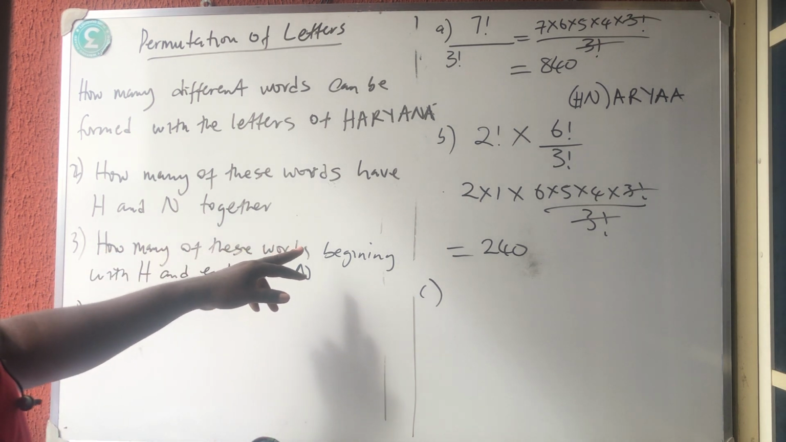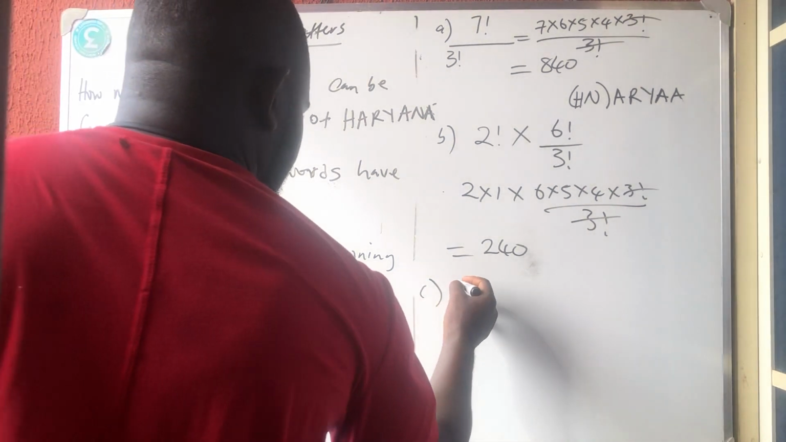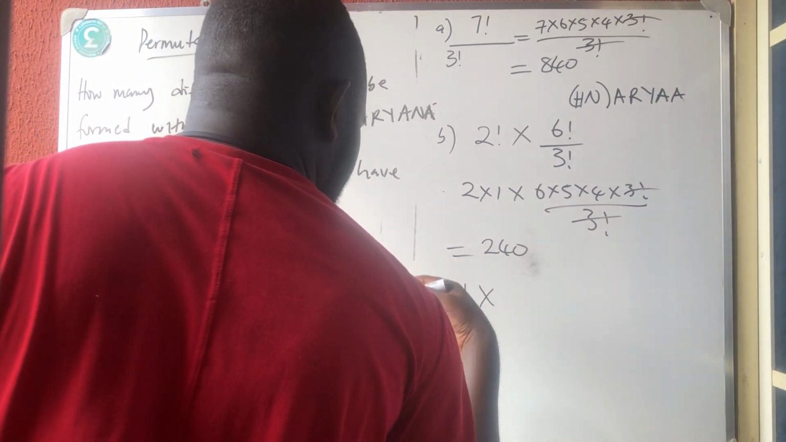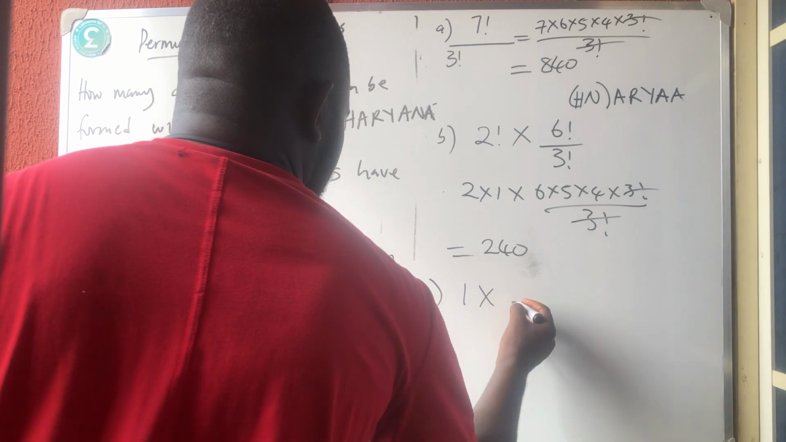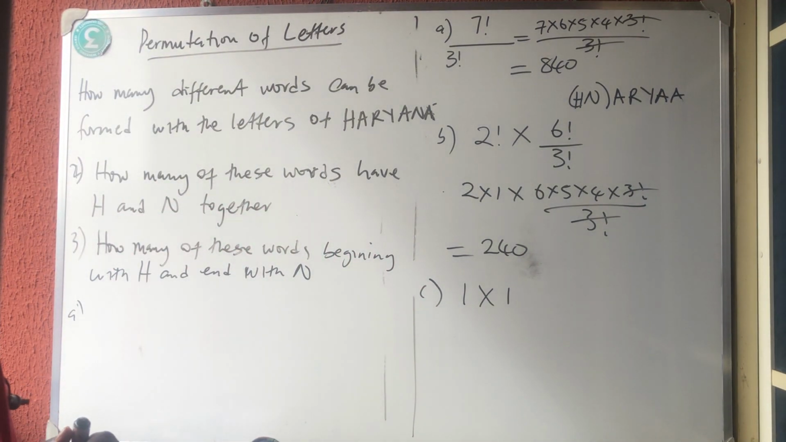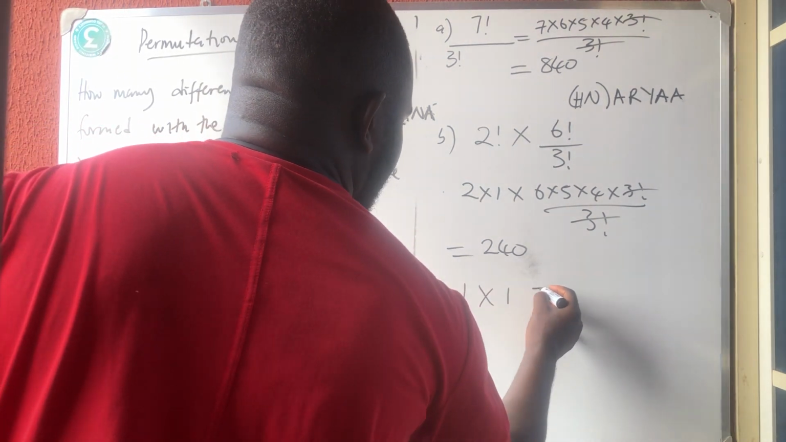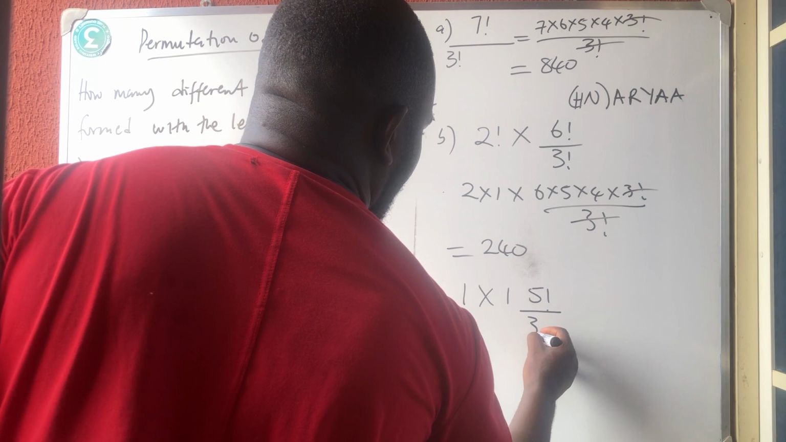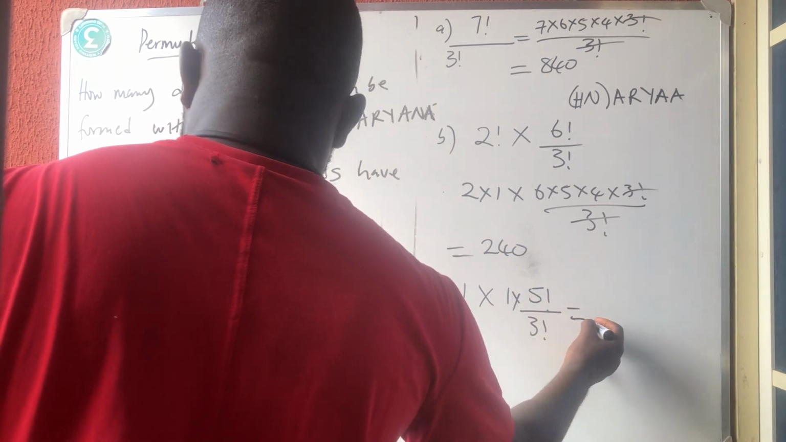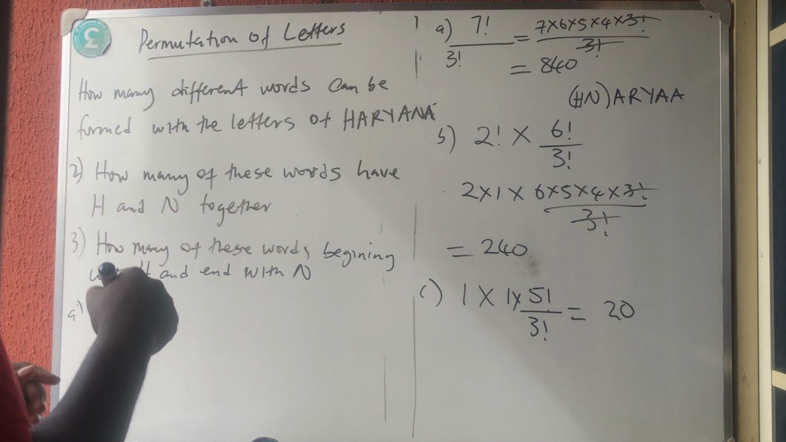So the next one said that what? How many of the words start with H and end with N? So the beginning is H, 1 times is just one way. The end is N again, 1. So how many are they now? I'm now left with finding the remaining 5. I've gotten 1 and 1, remaining 5. So they are now 5 factorial all over. There is a repetition of 3 factorial. So that is just my answer, which is 20. Okay, so that is that.